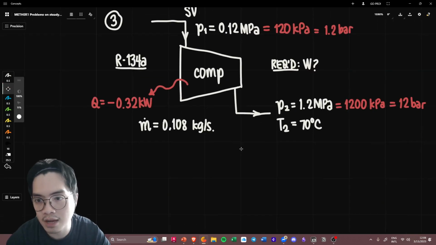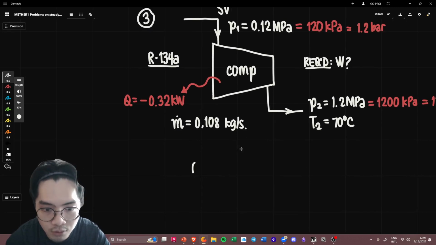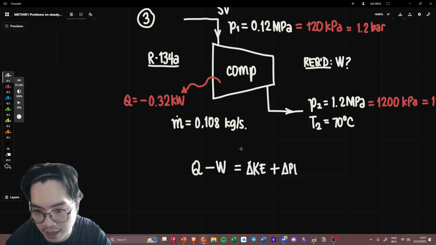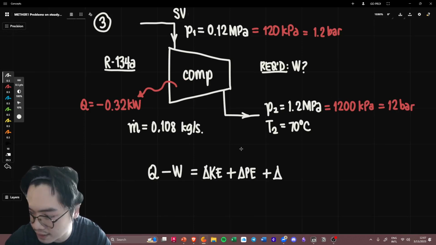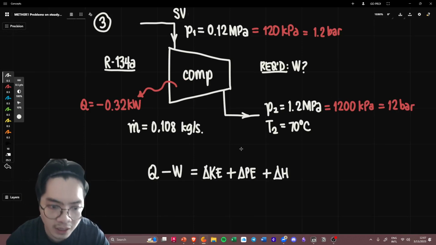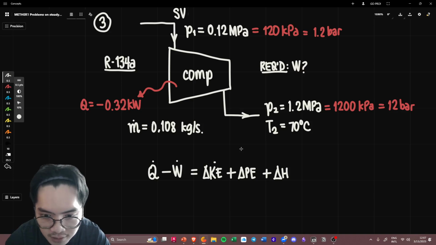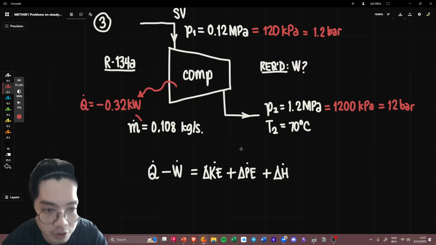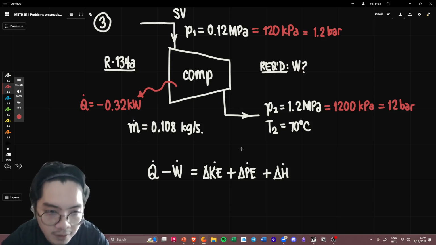Okay? And so now we can actually just go directly to the first law, right? Q minus W is equal to delta KE plus delta PE. This is an open system now, so we say delta H. And again, actually, all of this should have dots, even this should have a dot because we're dealing with mass flow rate, right?